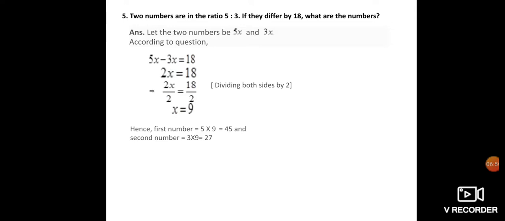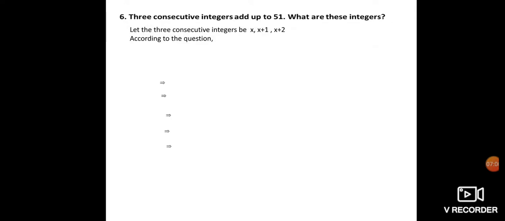Still, if you have any query, please send your query through mail so that I can sort out all your queries in Friday's class. Now let's go to the sixth question.